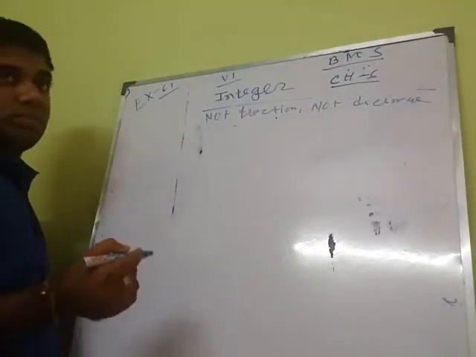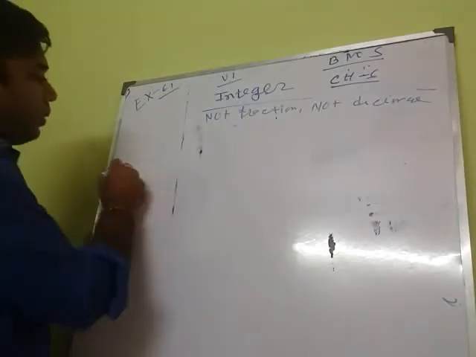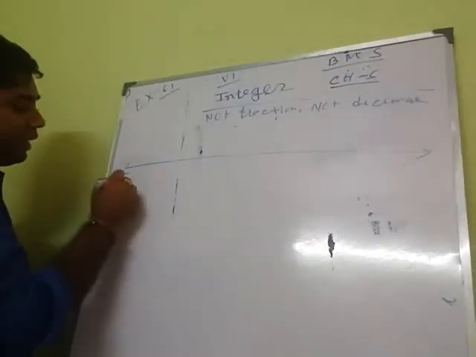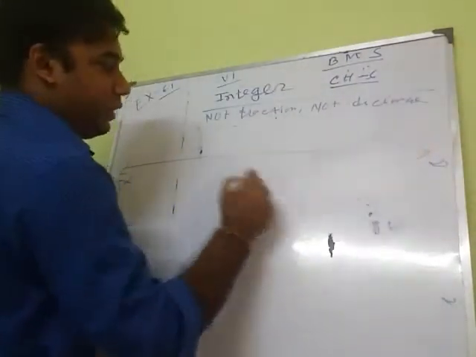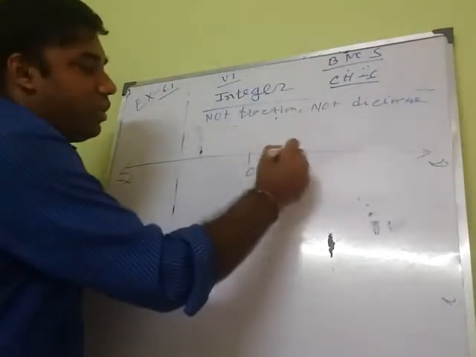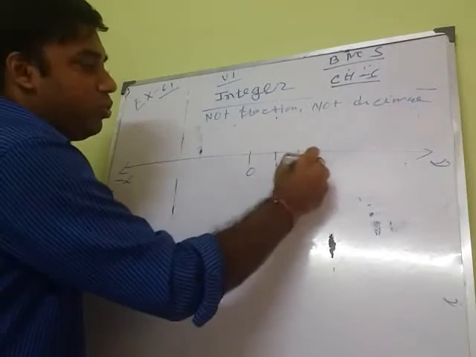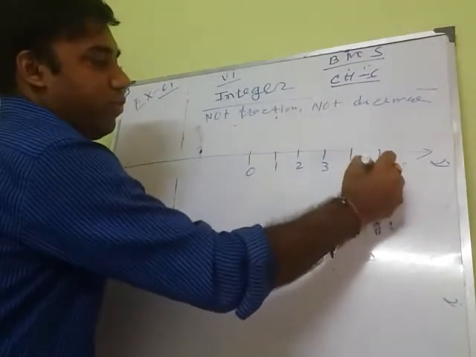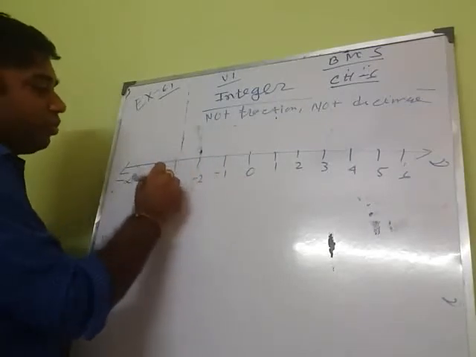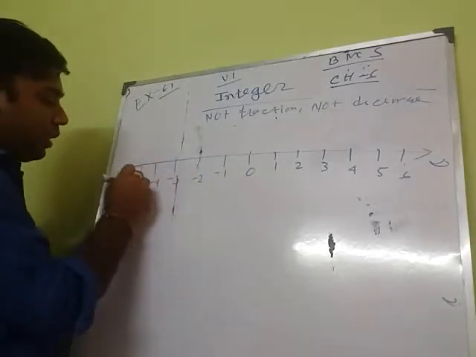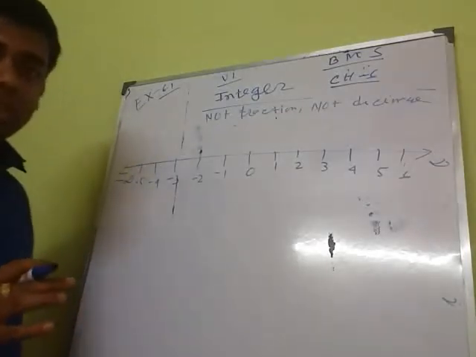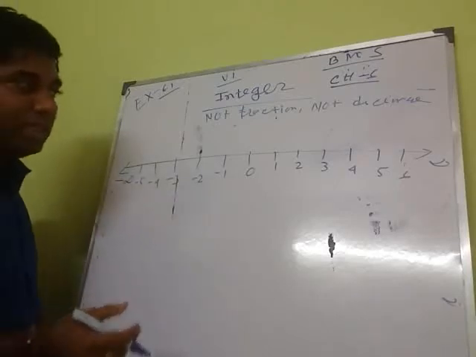Number line means a straight line that goes from negative infinity to plus infinity. In the middle it has 0. All the numbers to the right-hand side are 1, 2, 3, 4, 5, 6, and on the negative side, minus 1, minus 2, minus 3, minus 4, minus 5. These are the real numbers. Using that line, we can add integers and subtract integers.